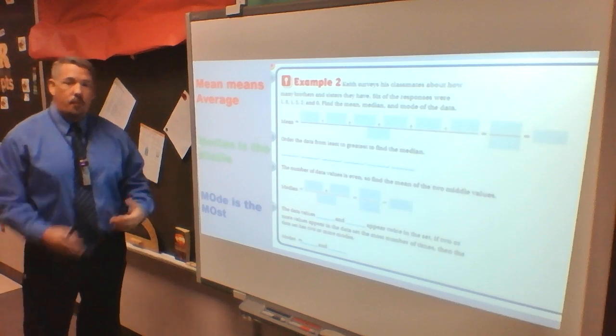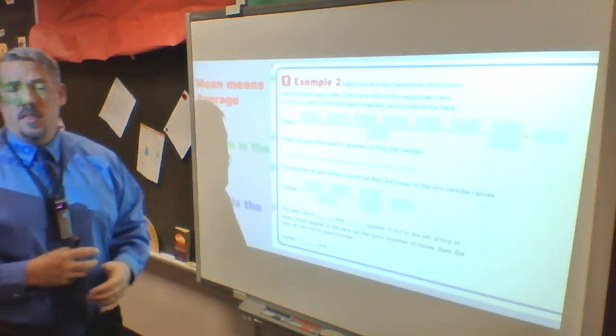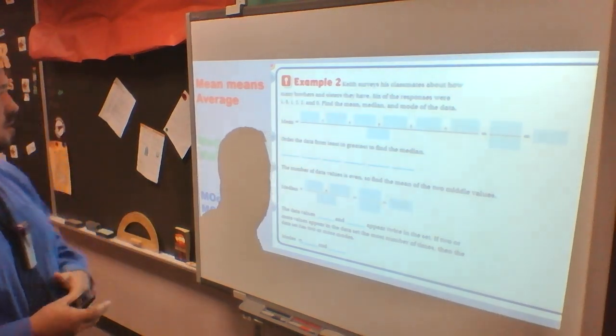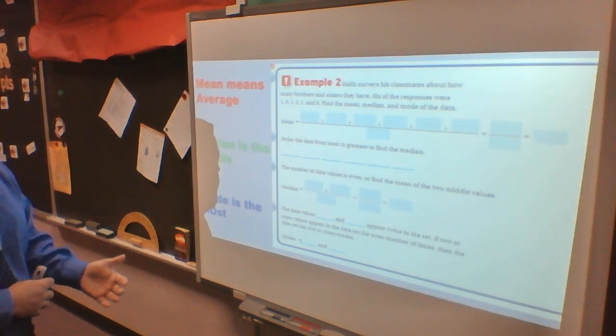Alright, so let's look at example 2 then. Example 2 talks about Keith and his survey that he gives to his class. It says Keith surveys his classmates about how many brothers and sisters they have.